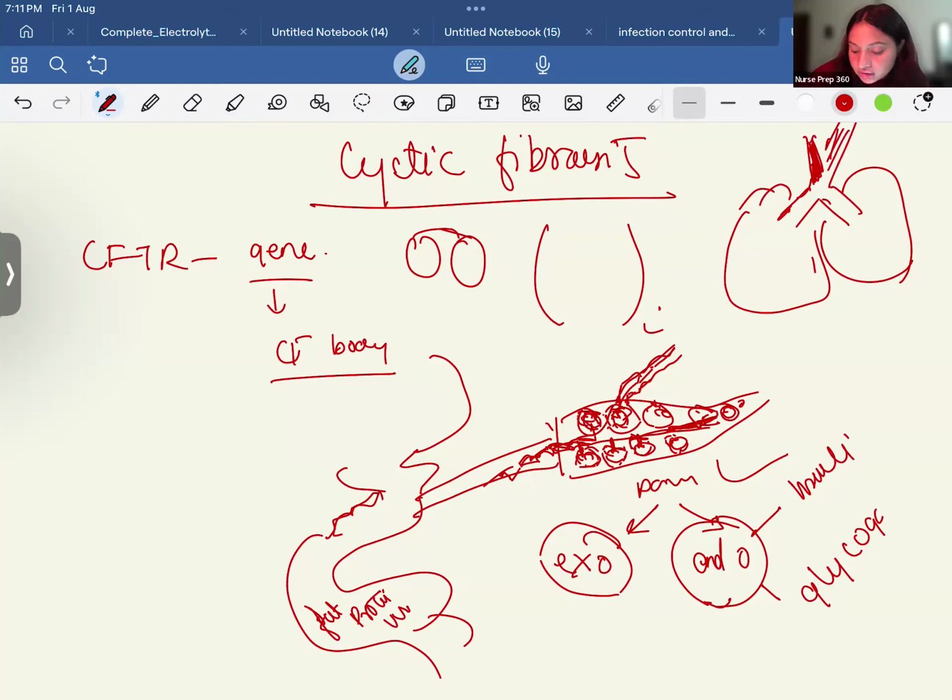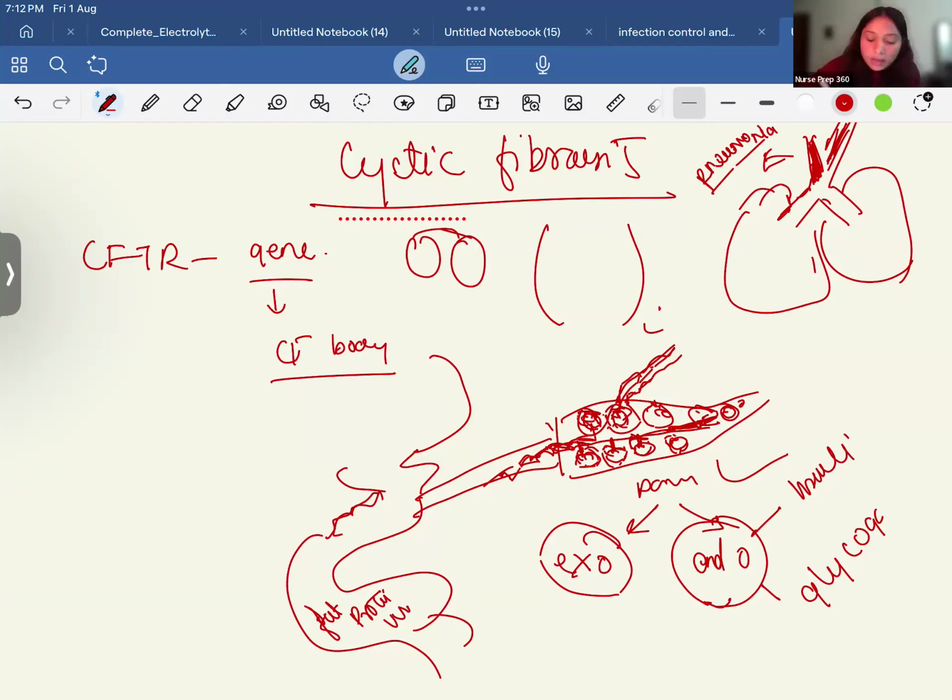If this is affecting the secretions of your airway, will you be able to cough out secretions? No. Secretions will build up in your airway and it will produce very thick secretions. So it can lead to pneumonia, and your lungs will become fibrotic. This is what is happening in your pancreas, and this is what is happening in your lungs.